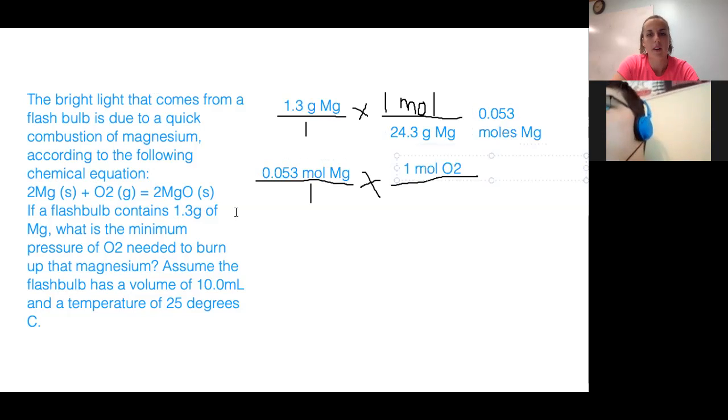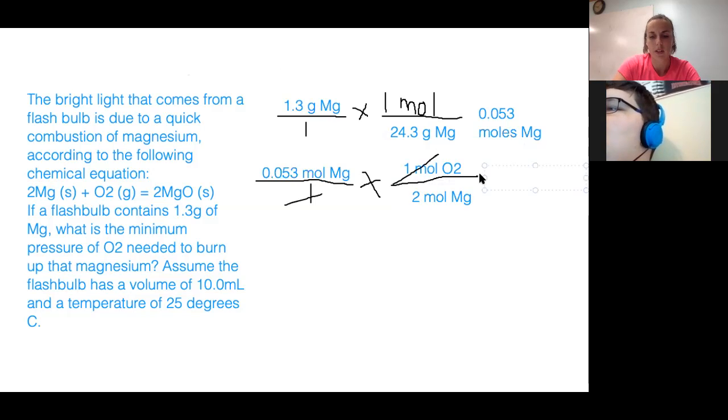And for my other, on the bottom, for moles of magnesium to cancel, I'm going to look here, and I have 2 moles of magnesium. Okay, so you're going to put that in your calculator. Your 1s really essentially cancel out, so you don't need to worry about those. So in your calculator, you're just putting 0.053 divided by 2, because 2 is in the denominator. Once you do that, you're going to get 0.027 moles of O2.